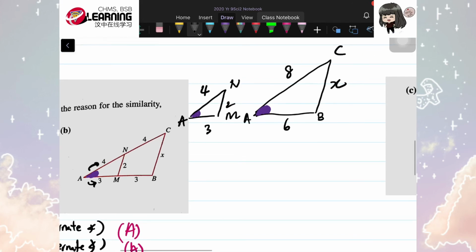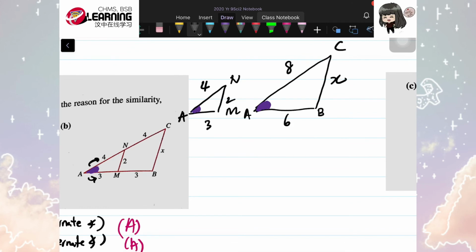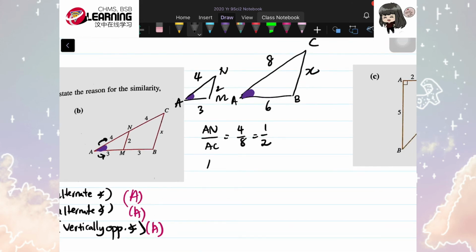Okay, so now we have these two triangles that are similar. Now we reason them. To reason them, we have to mention SAS. So side here, the ratio AN over AC is 4 over 8, which equals 1 over 2. And AM over AB equals 3 over 6, which is also 1 over 2. Same ratio, isn't it? Same ratio side. So this one is considered side. And the angle of NAM is equal to angle of CAB.